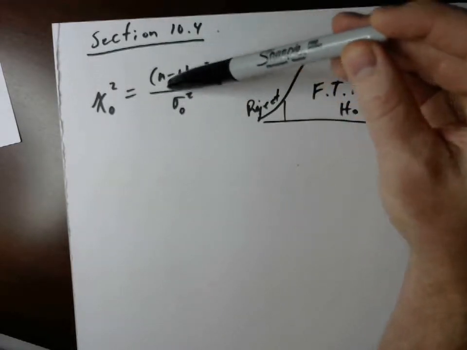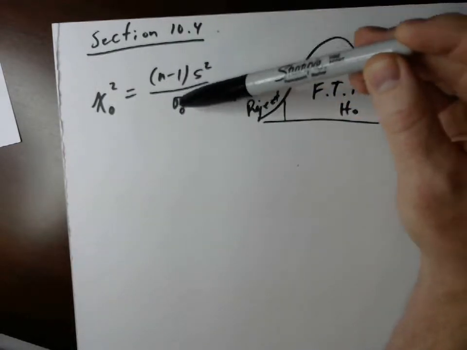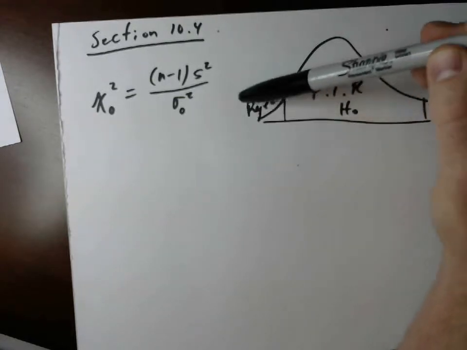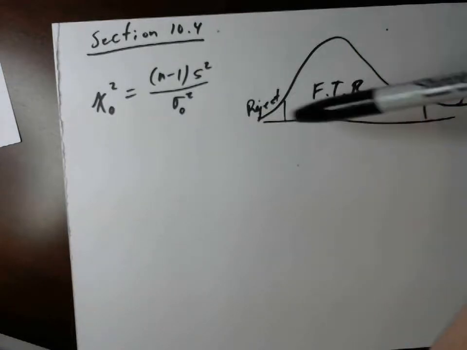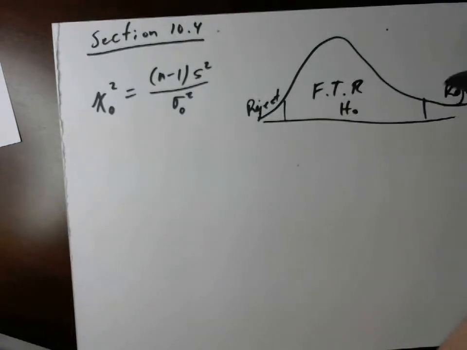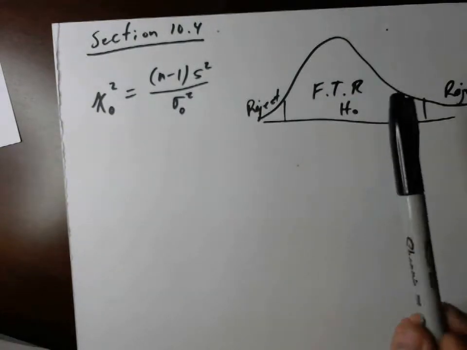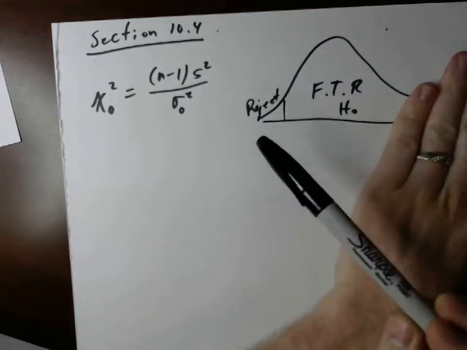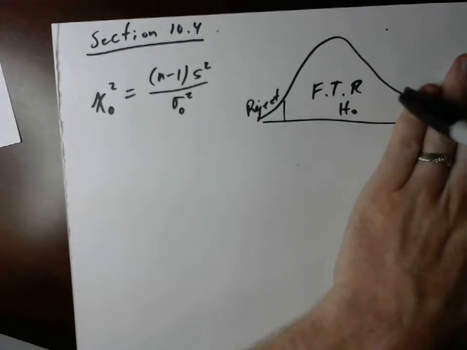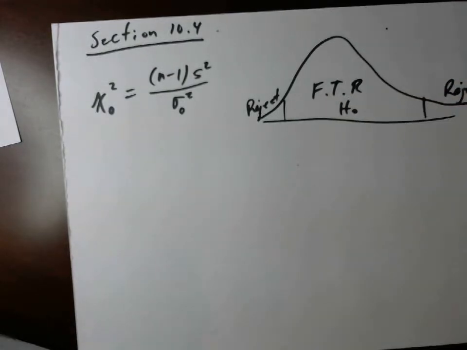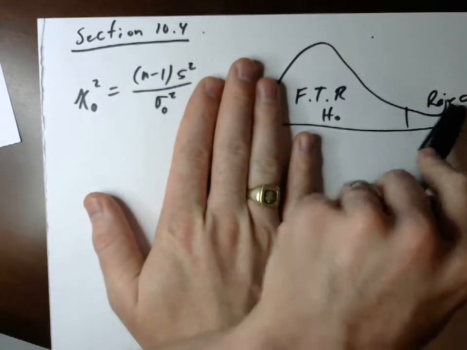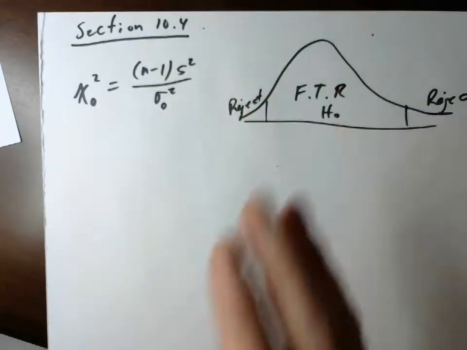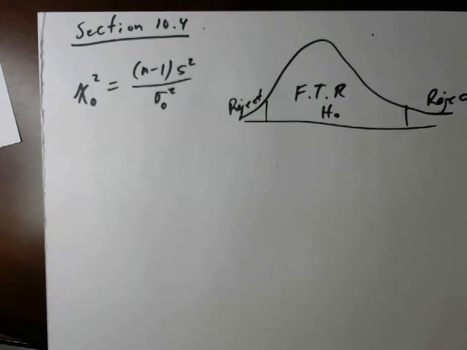And if this is significantly smaller than this, then we would expect to be in the rejection region on the left side. If this is significantly larger than this, we expect to be in the rejection region on the right side. And similarly, for a left tail test, we would only have one rejection region, and all of the rest would be failed to reject. If we had a right tail test, we would have something like this, and the rejection region would only be on the right side. So it depends on what sort of test you're doing.